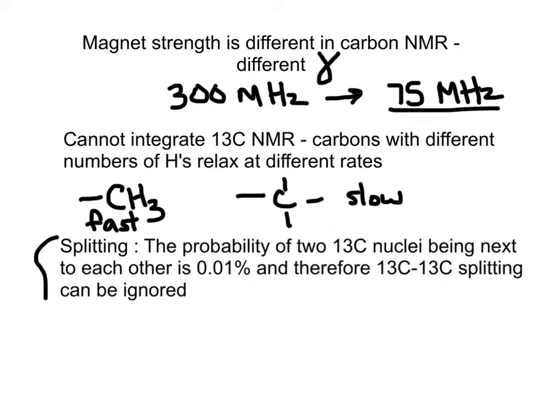Also, splitting. We talk about hydrogens being adjacent to each other, splitting in proton NMR. Carbons being next to each other can split, but if you think about it, you have 1% abundance of C13, so the probability that you'd have 2 C13s next to each other is about 0.01%. Therefore, we can basically eliminate or ignore that possibility. So C13s do not split each other.